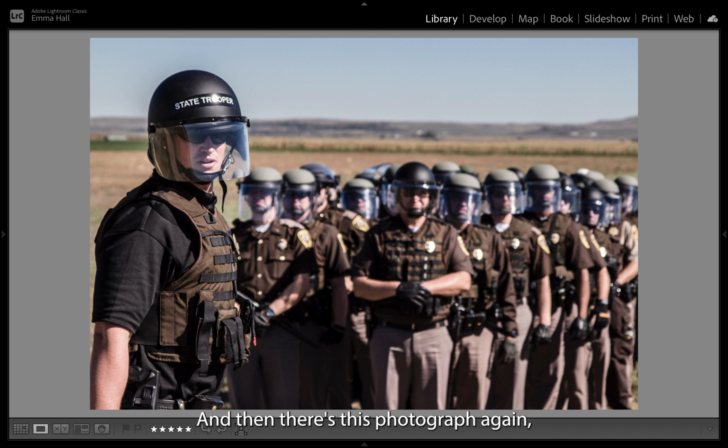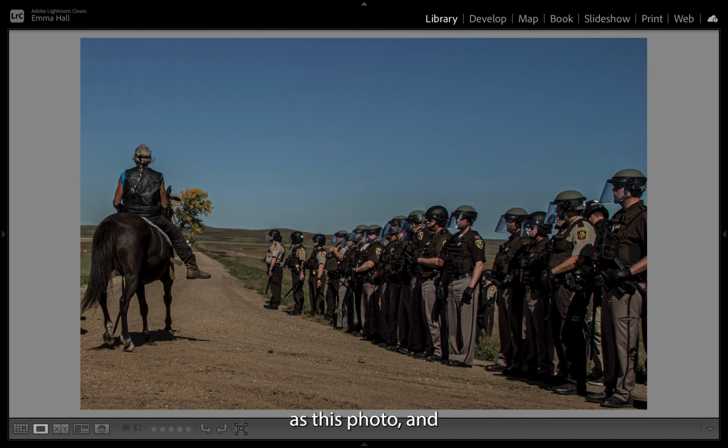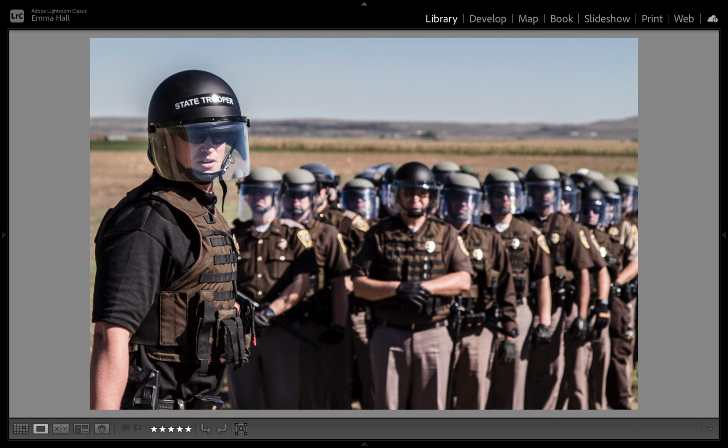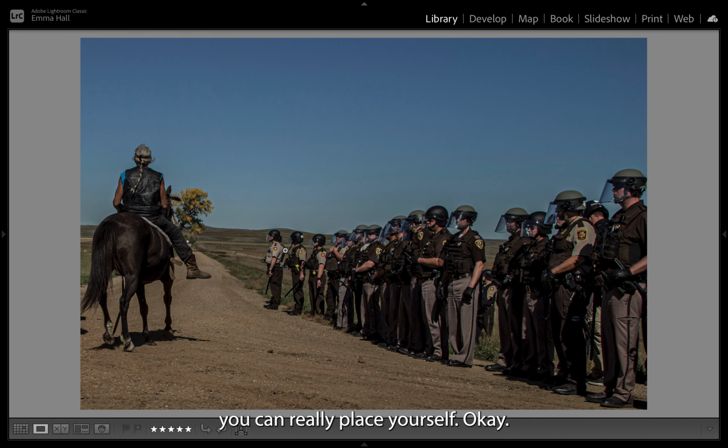And then there's this photograph. Again, this was taken on the same day as this photo. And again, really just bad lighting, very straightforward. You don't really know what's going on. You can't place yourself. Whereas with this, you can really place yourself: okay, a Native American man against police officers.